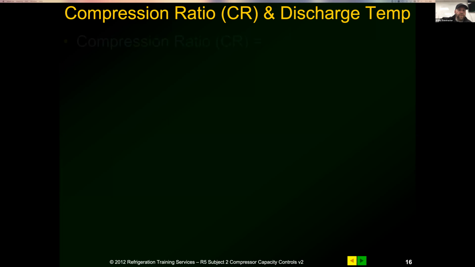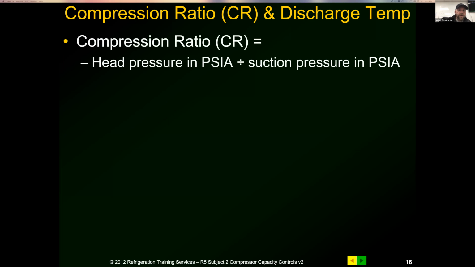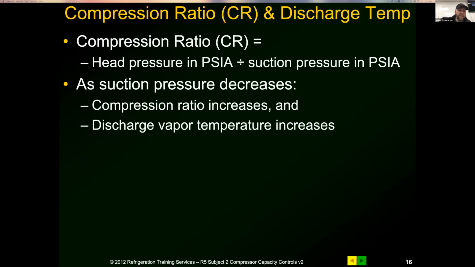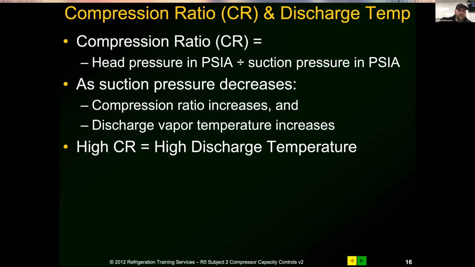Compression ratio. So, the compression ratio and discharge temp. Compression ratio equals head pressure in pounds per square inch absolute divided by suction pressure in pounds per square inch absolute. So as suction pressure decreases, compression ratio increases, and discharge vapor temperature increases. Do you guys understand why that is? Does everybody understand that?